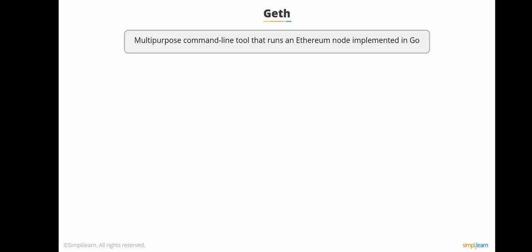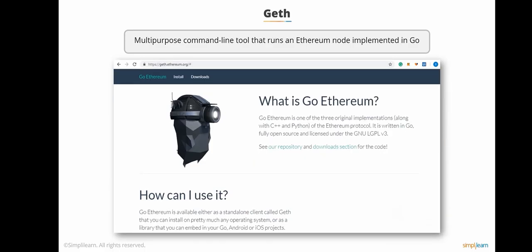Geth. Geth is a multi-purpose command line tool that runs an Ethereum node implemented in Go. It is the official Golang implementation of the Ethereum protocol and is commonly used to interact with the Ethereum network. Though there are several ways to download Geth, the fastest one is to get it from the ethereum.org website.